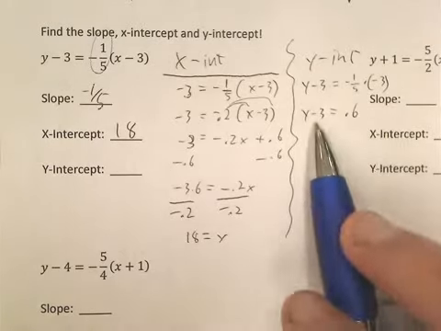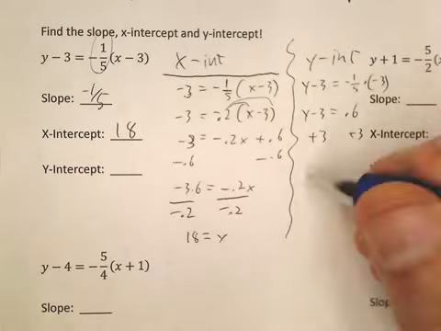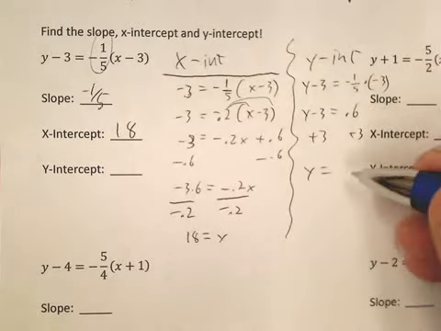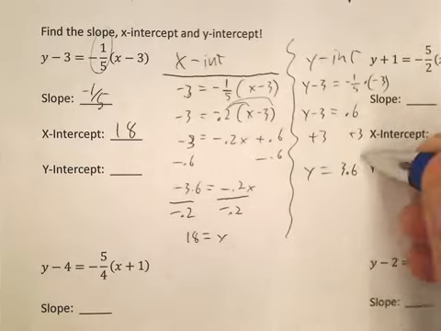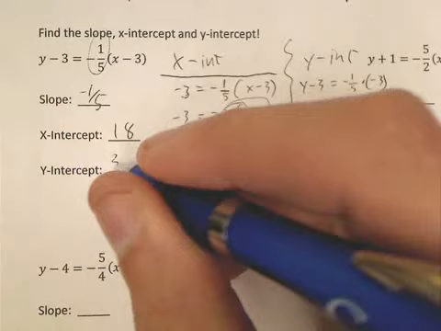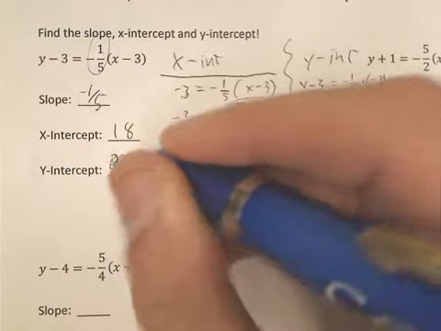Now to solve this, I just have to plus 3. Like I said, this one's going to be easier. Plus 3. So y equals 0.6 plus 3 is 3.6. Whoops, 3.6.